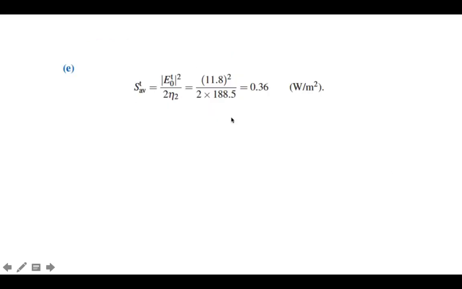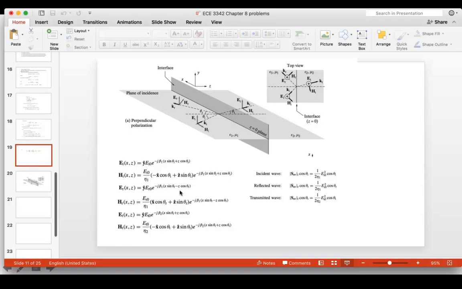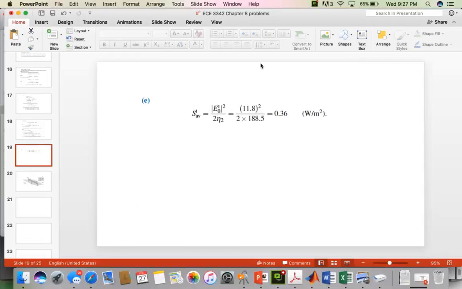We can now find the time average power of the transmitted wave by using the formula magnitude of the transmitted wave squared over 2 eta naught, which then we end up with 0.36 watts per meter. So those are some examples of how to work with oblique angles of incidence for perpendicular polarization, which is a bit more straightforward than parallel polarization.